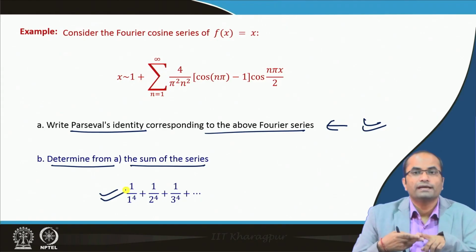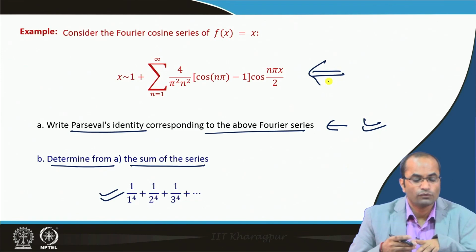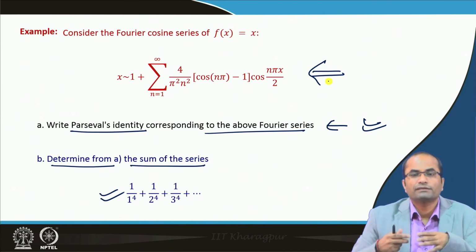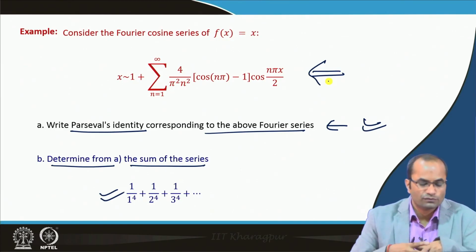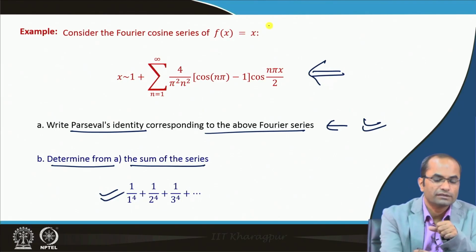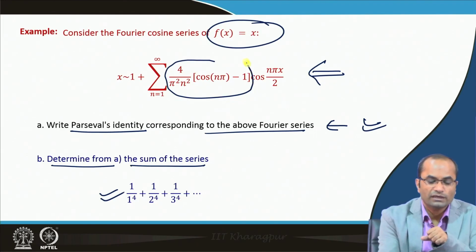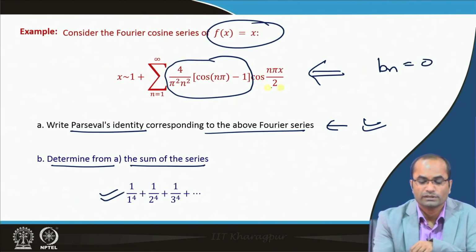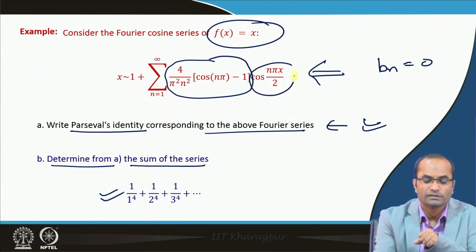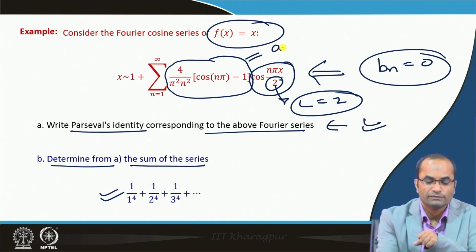The first one, we will write the Parseval's identity for this given Fourier series, where we have to identify the period, that means L, and what the coefficients are, because for writing the Parseval's identity we need the function, which is anyway given there, and we need the Fourier coefficients, which are also clear from here. The bn's are 0 because there is no sine term, and we have cos of n pi x over L. So, it is straightforward: L is 2, bn is 0, and then here we have an.